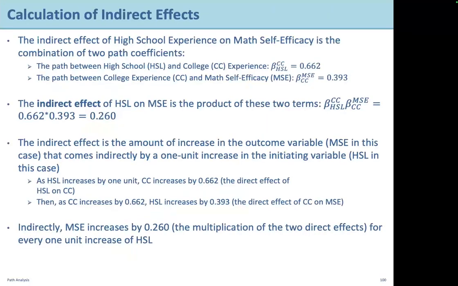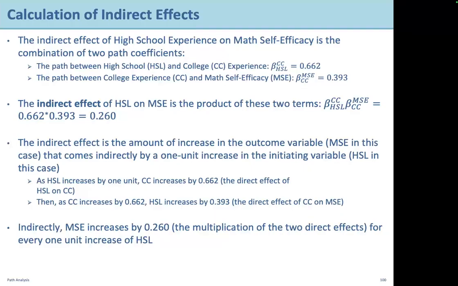Let's do some math with it, right? So how we calculate this is the following. It's the product of the two direct effects on the path. Now, in this case, I only showed you two variables. Remind me after break what happens if we have multiple mediators in between. The same thing works, it's just more things in a product. But the indirect effect here is the product of these two. So the point estimate of the indirect effect is 0.260.